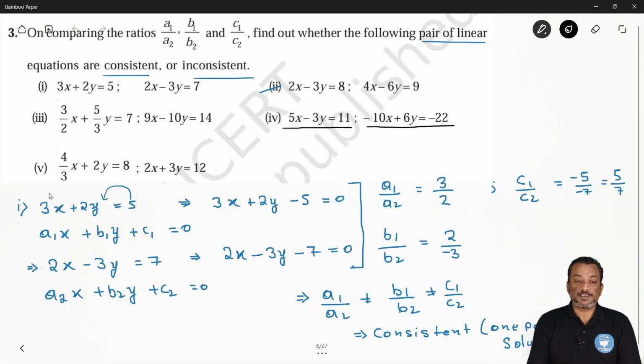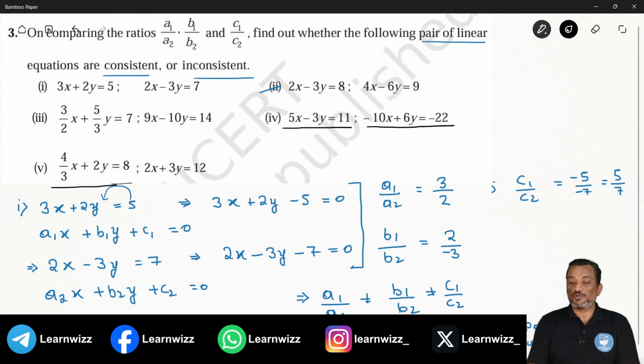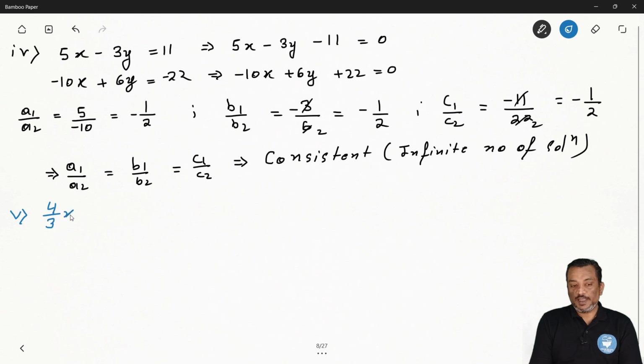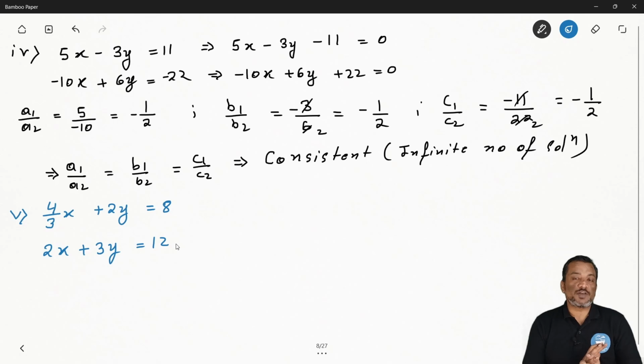The last question is saying again: 4/3 x plus 2y is equal to 8, and the second equation, 2x plus 3y is equal to 12. Let me solve this one. So again we will take this fifth one. We write both the equations first, 4/3 x plus 2y is equal to 8, and the second equation 2x plus 3y is equal to 12. Hope we have written. So first our work is what? Bring both the equations in standard form.